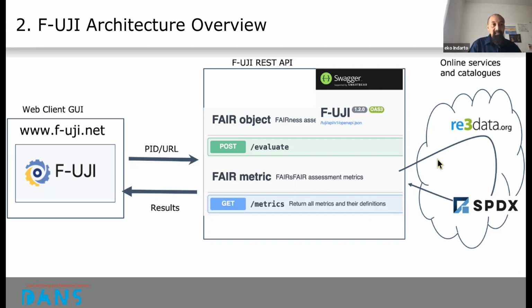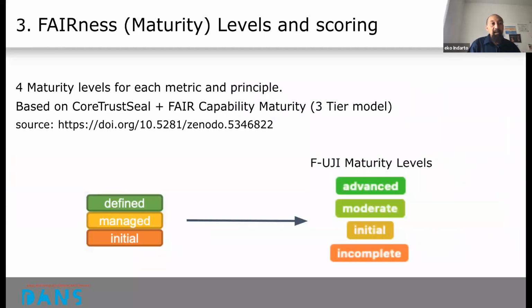Next slide is the third topic, that is fairness, maturity levels, and scoring. Before we start the assessment, I would like to inform you on the maturity levels and scoring that F-UJI reports on. F-UJI uses four maturity levels derived from the CMMI capability maturity levels. There are three, and F-UJI adds a fourth level, which is incomplete.